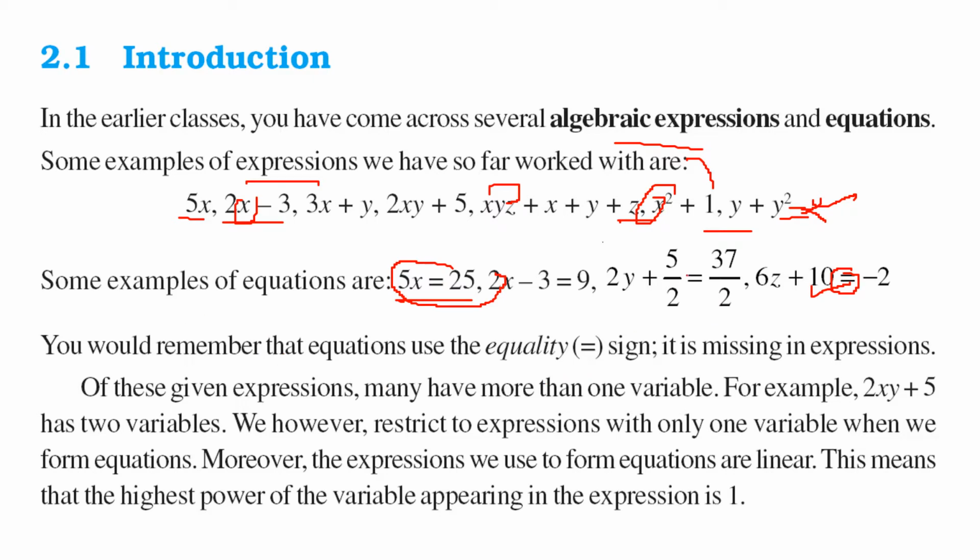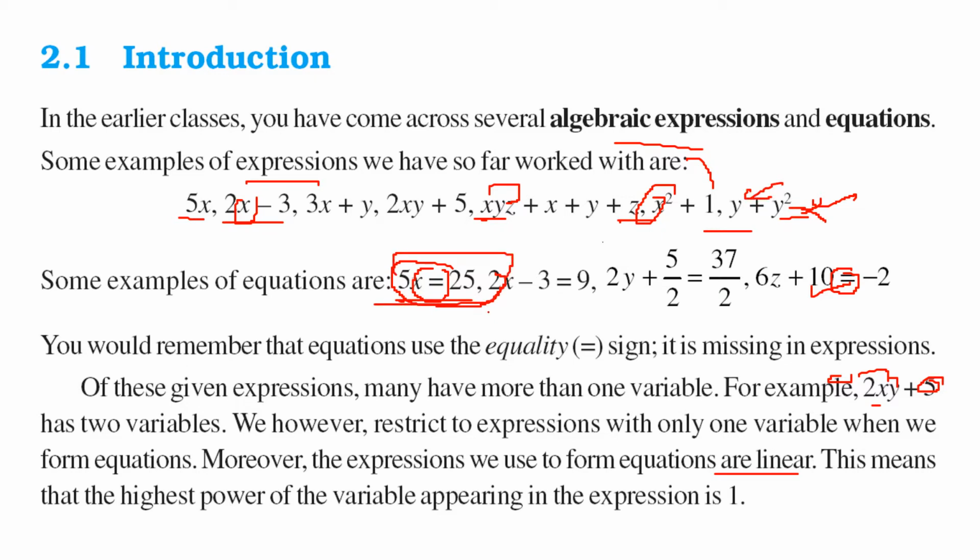And as I just indicated, you can have more than one variable. For example, 2xy, so x and y. There are two variables along with some constants. When we restrict ourselves to linear equations, we need to have this equality. So as I said, these are the algebraic expressions and these are the equations.